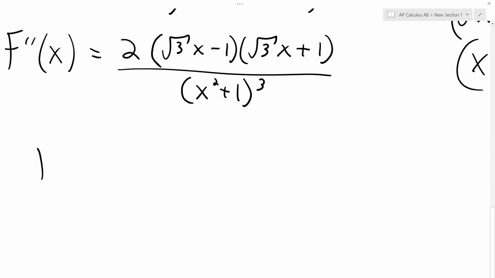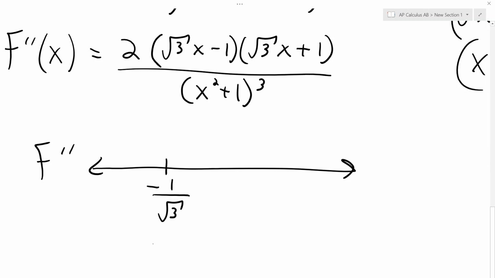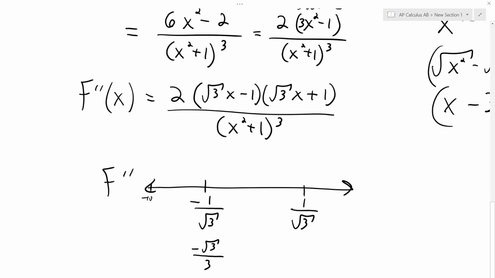So our number line for the second derivative has to have a negative 1 over root 3, which you can rationalize to negative root 3 over 3, but it doesn't really matter. They're the same number. And we're going to have a root 3 over 3, or just a positive 1 over root 3. I don't know what numbers they are exactly, but I know a number less than that will definitely be like negative 10. So you can plug negative 10 back into your second derivative to see if it's positive or negative.